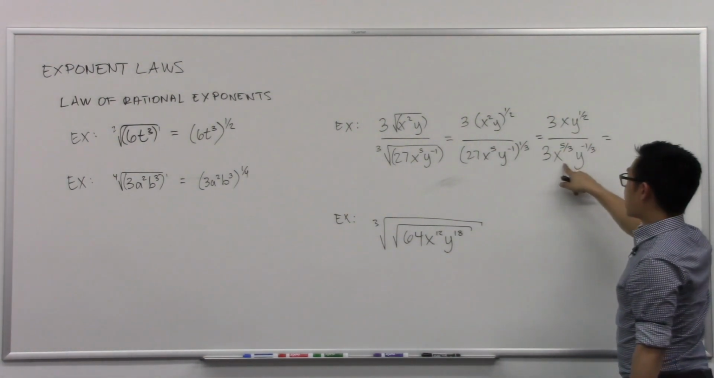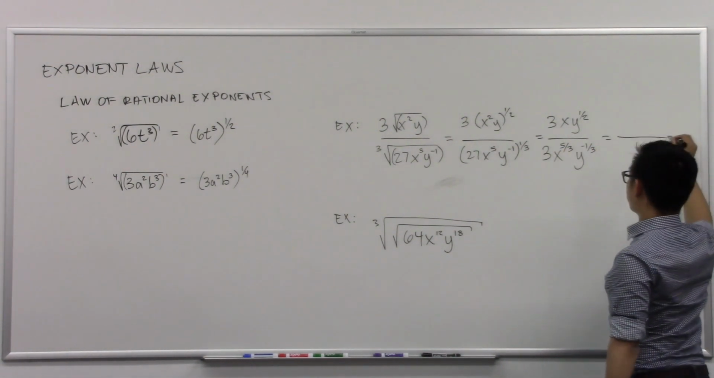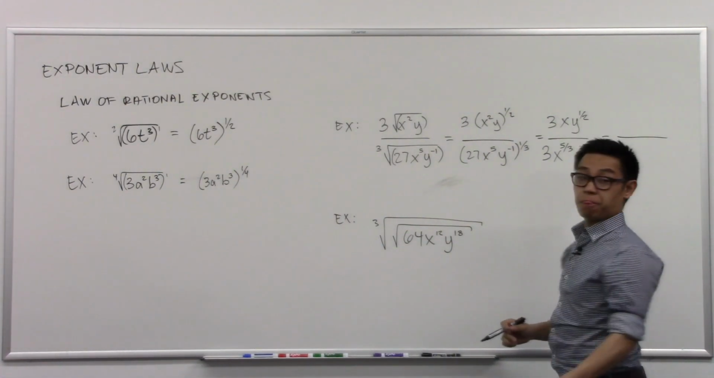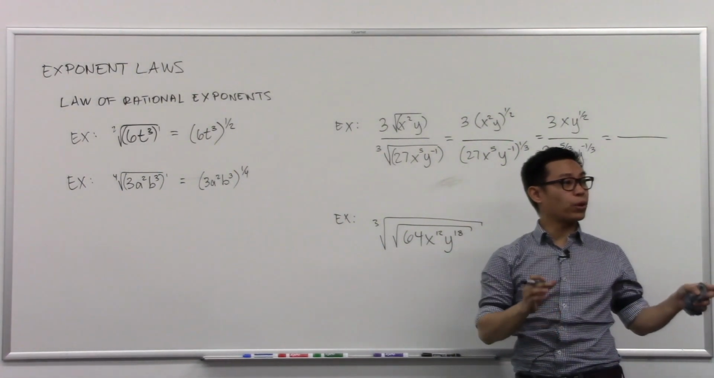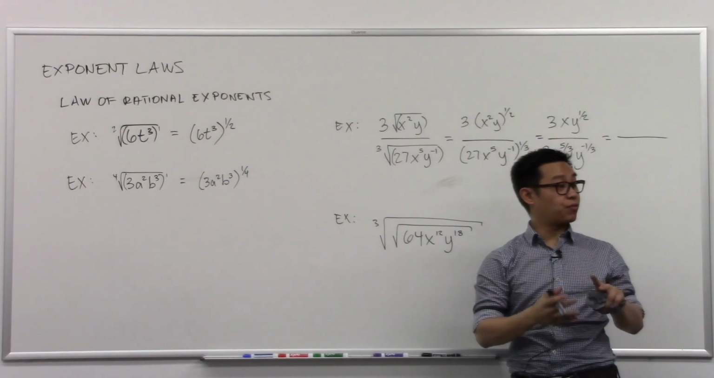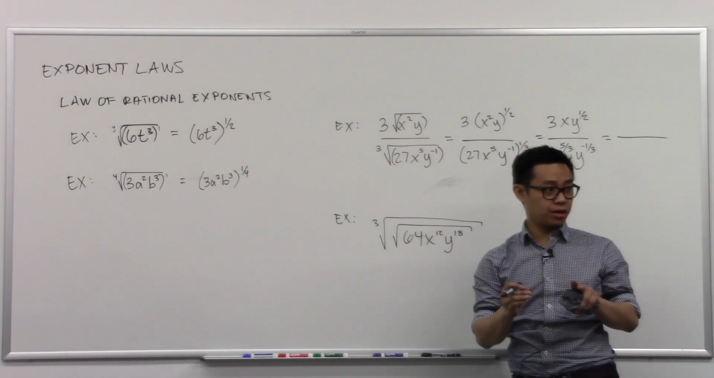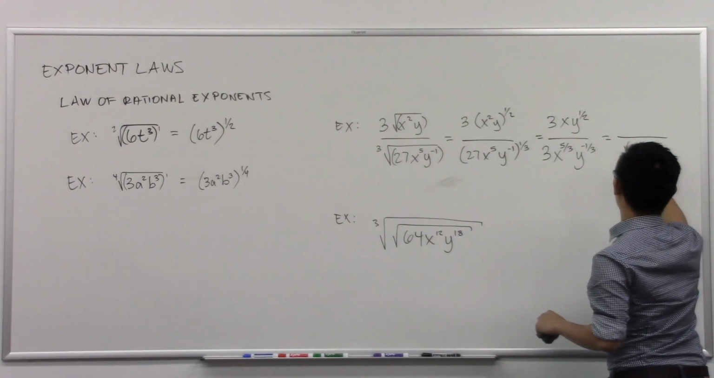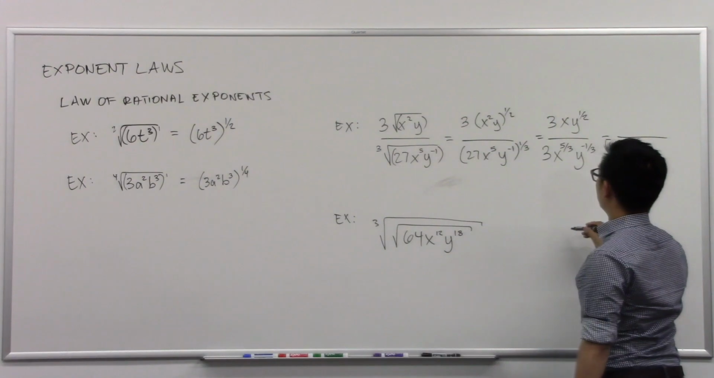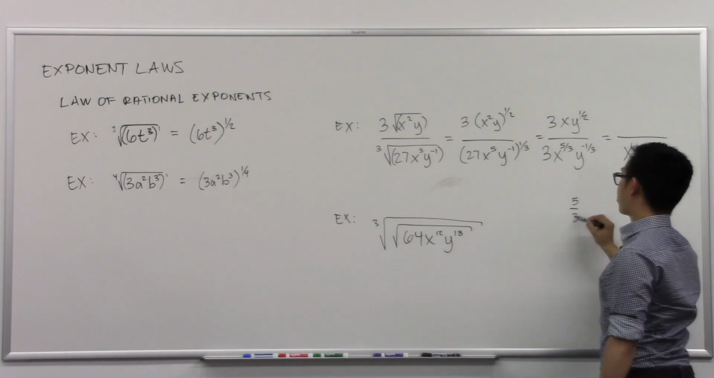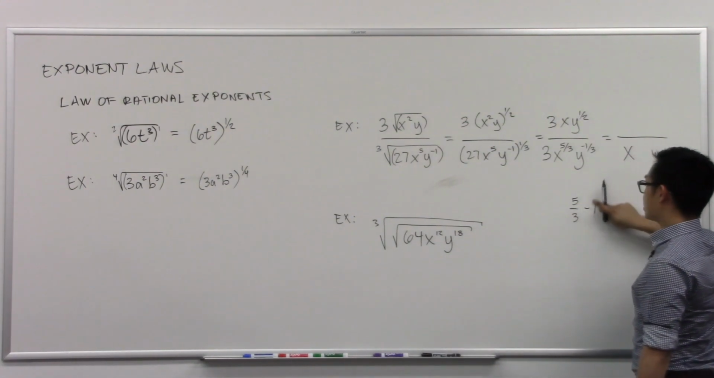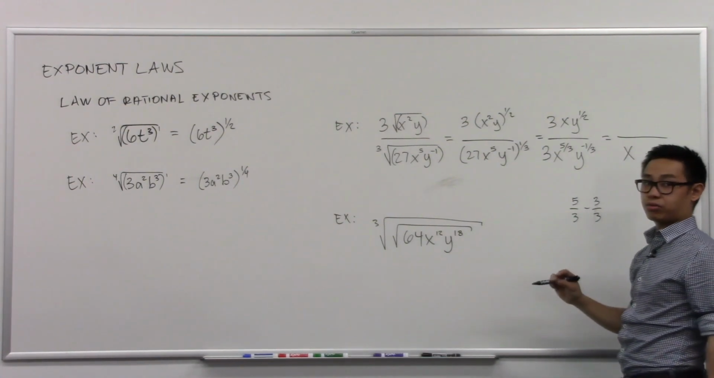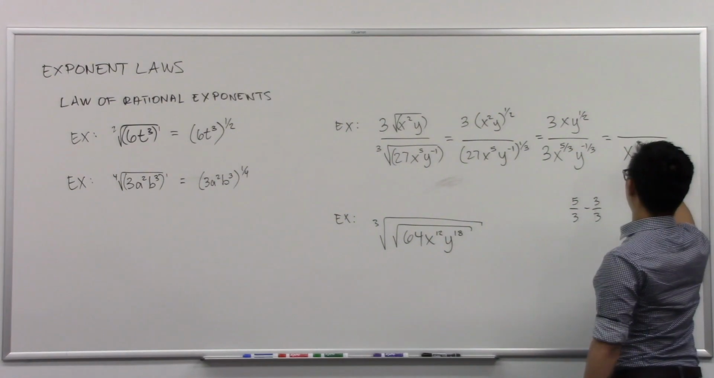X to the 1 over x to the 5/3. Who is the bigger exponent? 5/3 is like 1.67. 3/3 is 1, right? So 5/3 is bigger than 1. So the answer is going to be in the bottom. On your calculator, you would do 5/3 minus 1, which is the same as 5/3 minus 3/3, because you'd need a common denominator for fractions. So you get x to the 2 over 3.